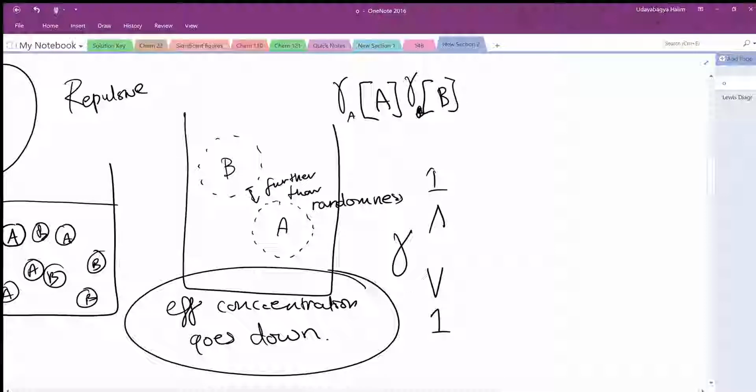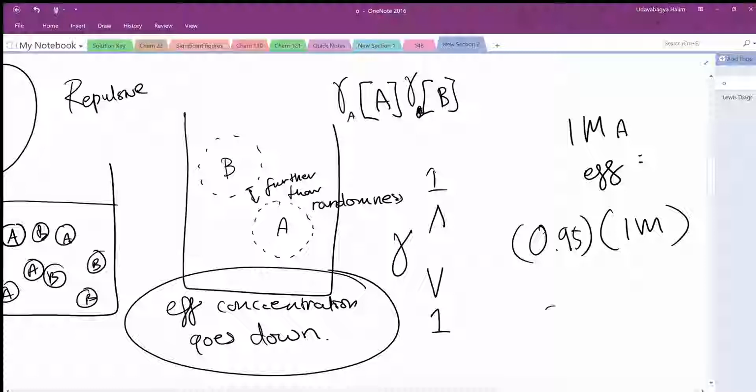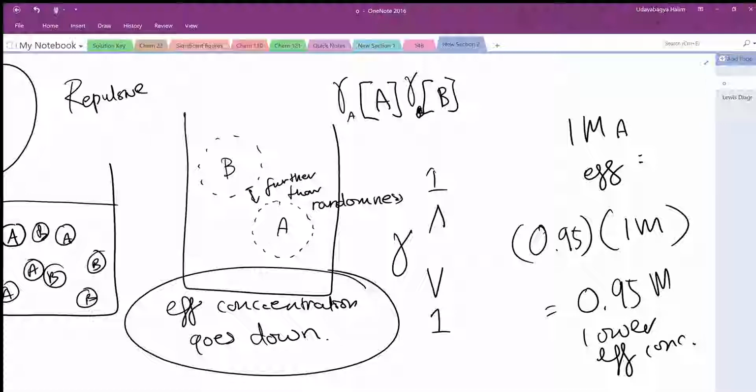So if I have 1 molar of A, but the effective concentration is actually going to be, say, 0.95 times 1 molar. So really it's 0.95 molar. Right, so lower effective concentration. That really is the basic. If you have a positive and a negative, you can actually get closer. And that's also true. So if they're opposite charges, that can also be true.